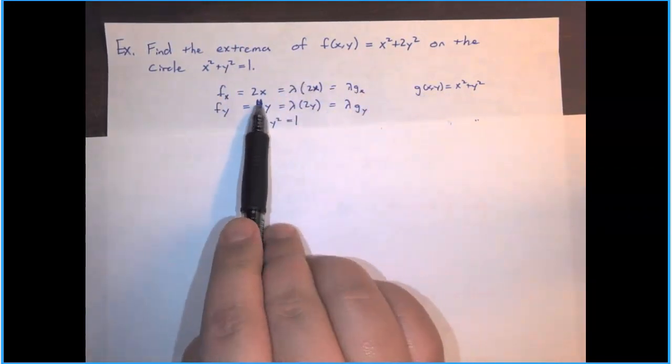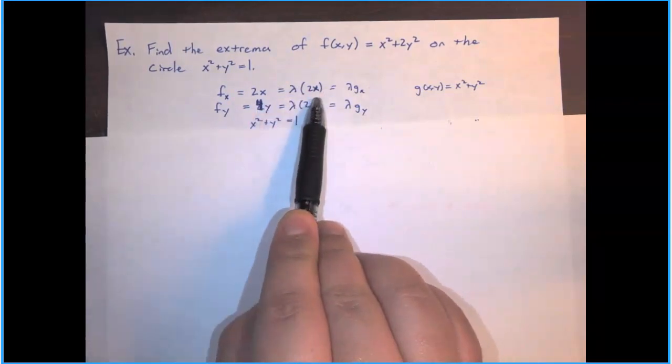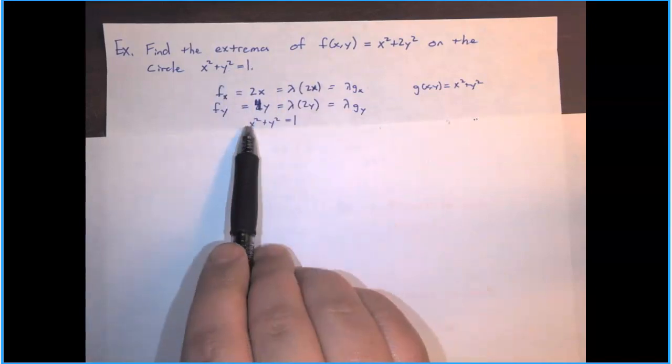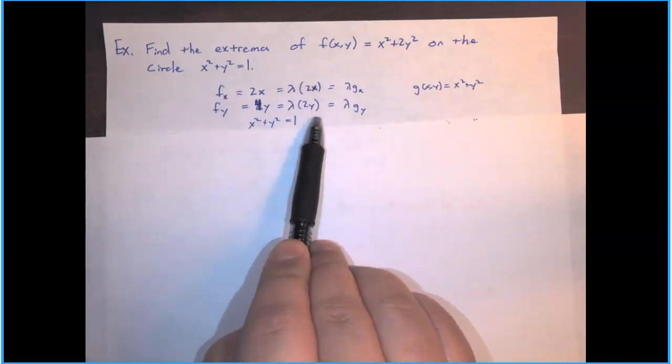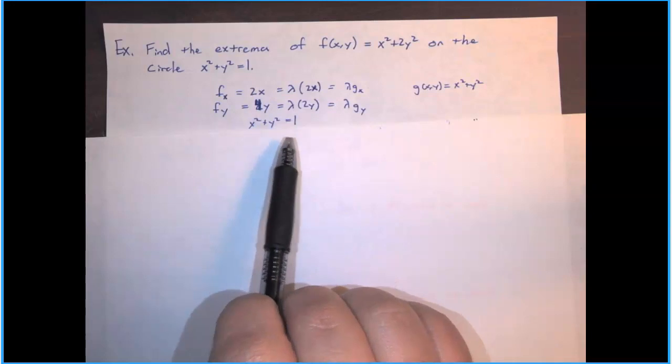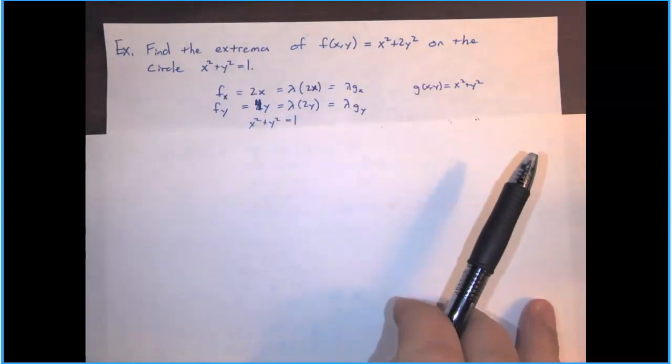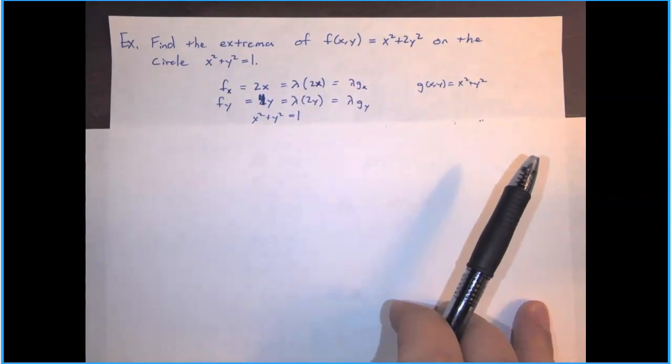So I get the system of equations 2x equals lambda times 2x. Those are the x partial derivatives of both f and g. 4y equals lambda times 2y, the y partial derivatives of f and g. And then the constraint itself, x squared plus y squared equals 1. This is the system of equations I want to solve.